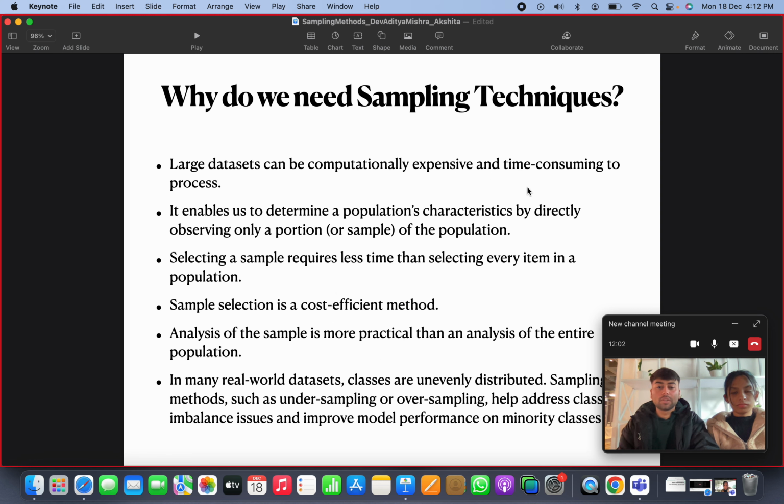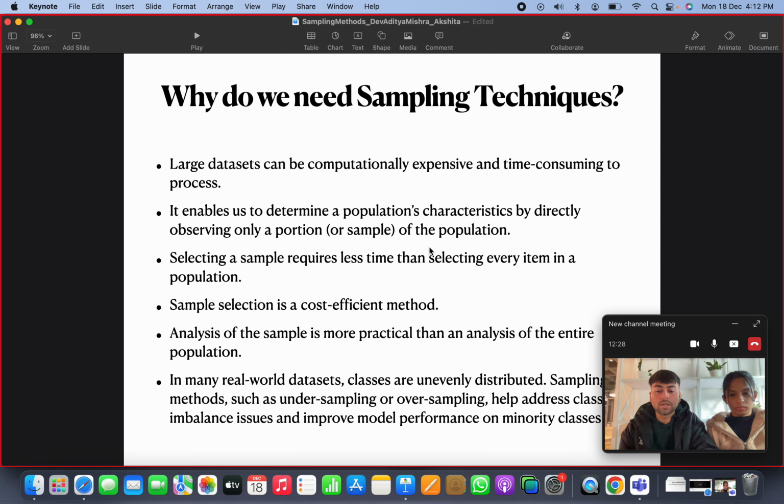Let's talk about the need for sampling techniques. Large data sets can be computationally expensive and time consuming, but sampling enables us to determine a population's characteristics by directly observing only a portion. It also requires less time than selecting a new population every time, it's cost efficient, and analysis of a sample is more practical than analysis of the entire population.